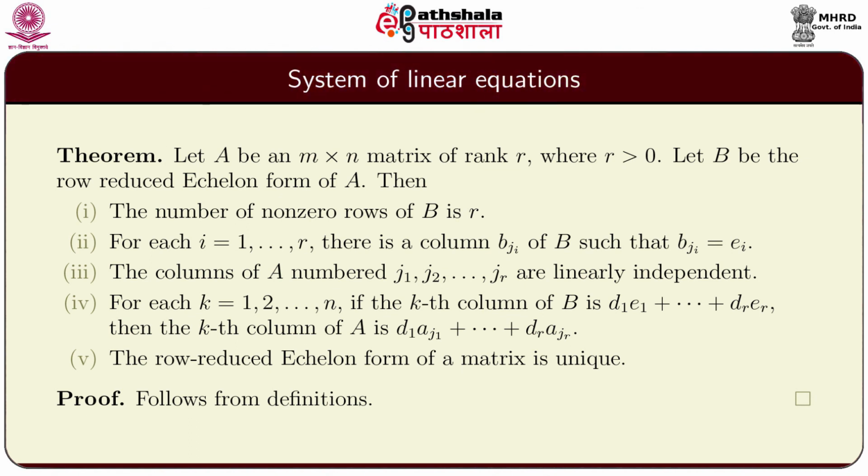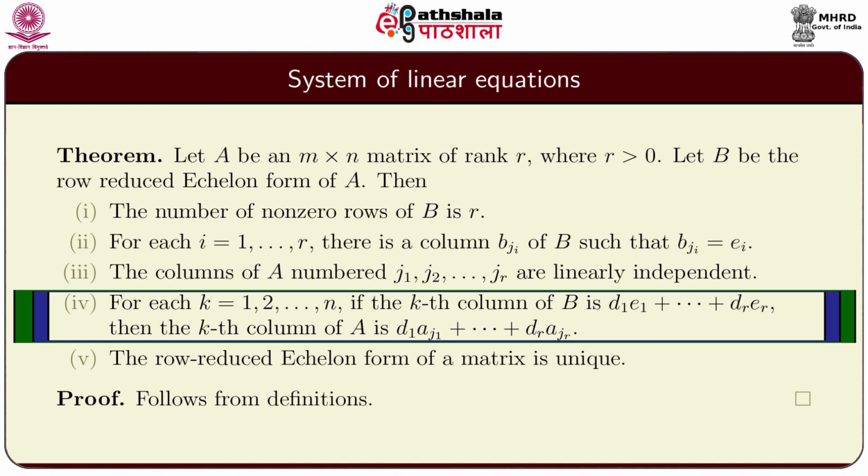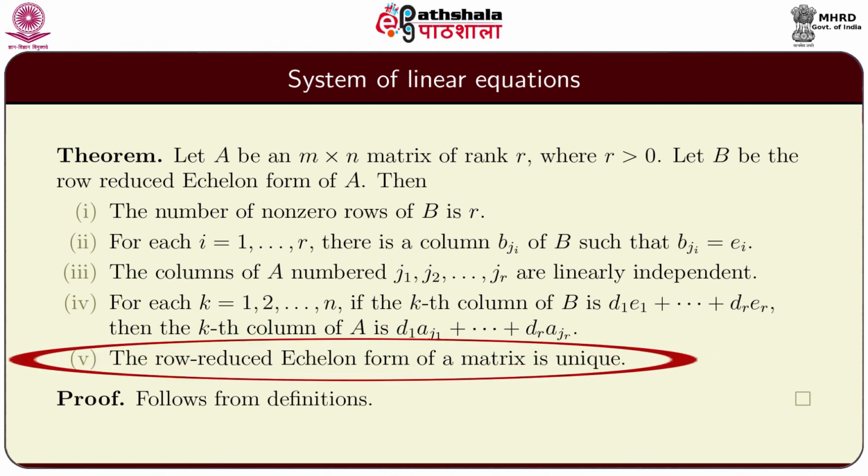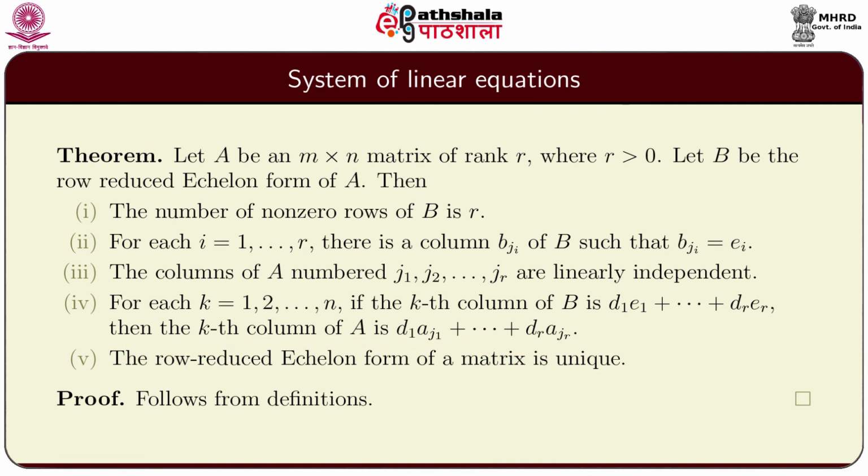The columns of A numbered j1, j2, up to jr are linearly independent. For each k between 1 and n, if the kth column of B is d1e1 plus d2e2 and so on plus drer, then the kth column of A is d1 A_j1 plus d2 A_j2 plus dot dot dot dr A_jr. Now, these 4 parts of the statement actually imply that the row reduced echelon form has to be unique.